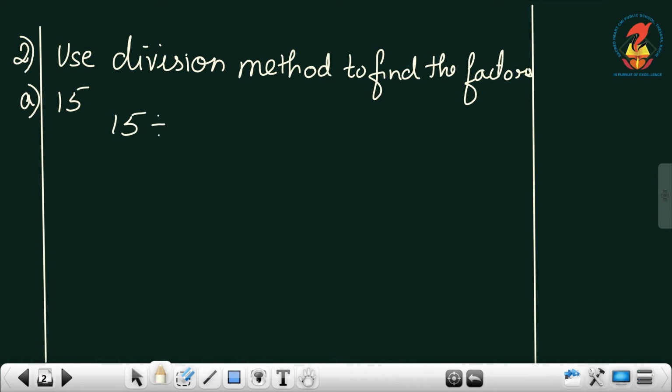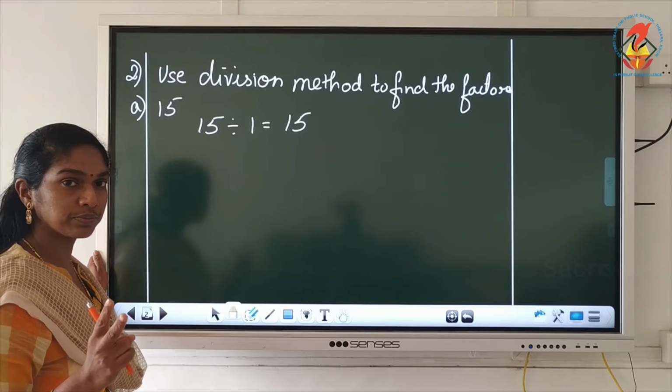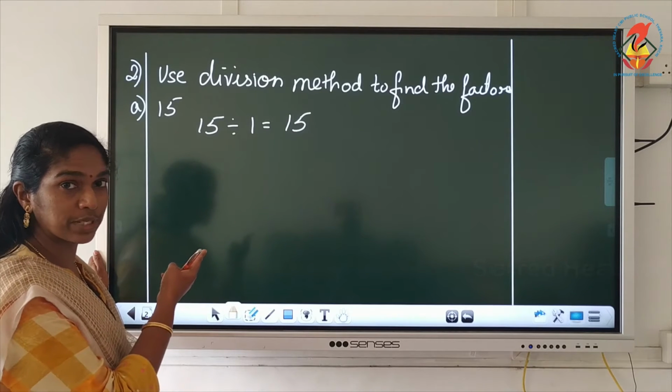15 divided by 1. 1's table, where you get 15? 1 into 15 is 15 itself. So 15 divided by 1 is 15. Now, should I check in 2's table? No, it is an odd number, isn't it?